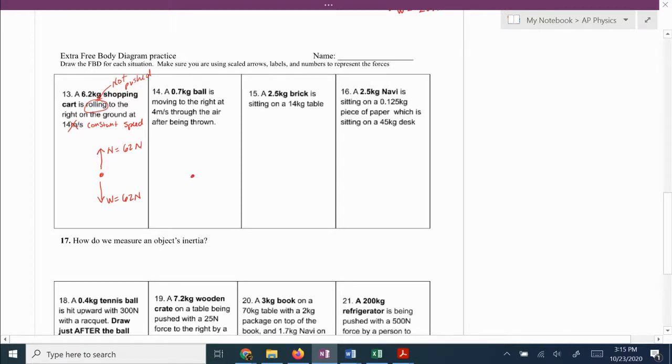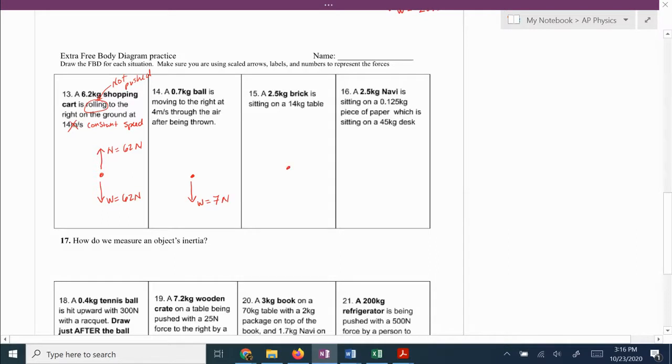A ball is moving to the right at 4 meters per second through the air after being thrown. Well, if it's in the air, the only force that could possibly be acting on it, as long as there's no air resistance, which is generally assumed, would be the weight force, or the force of gravity, which would just be 7 newtons. That's all.